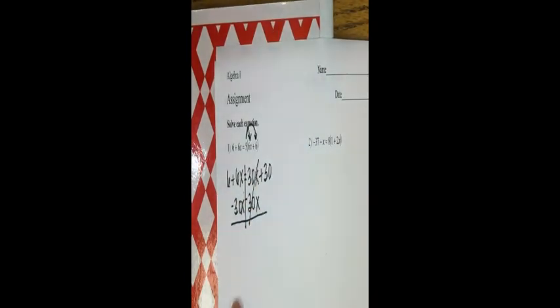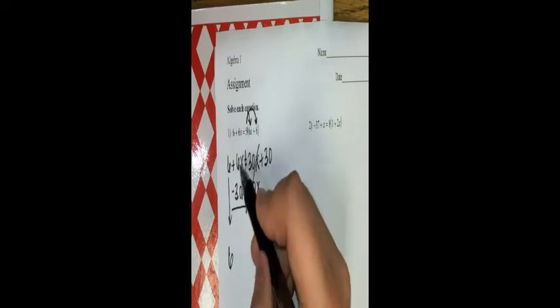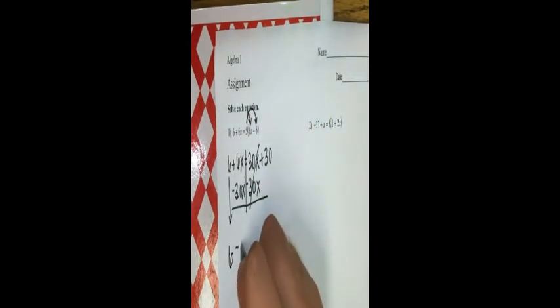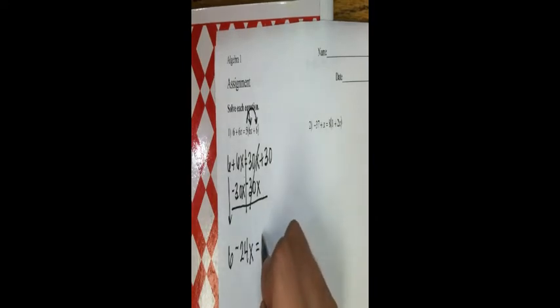Okay, that will cancel out. And then I'm going to drop down everything else that I have left. I have the 6. 6 minus 30x is a negative 24x. Okay, and that's equal to positive 30. Okay, now notice how I do not have variables on both sides anymore. I've taken care of that step.